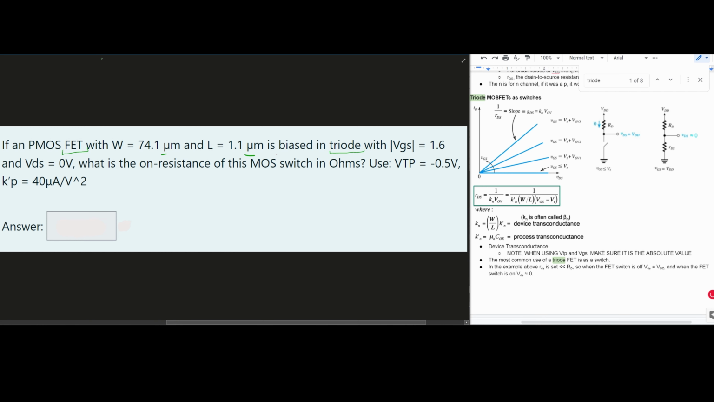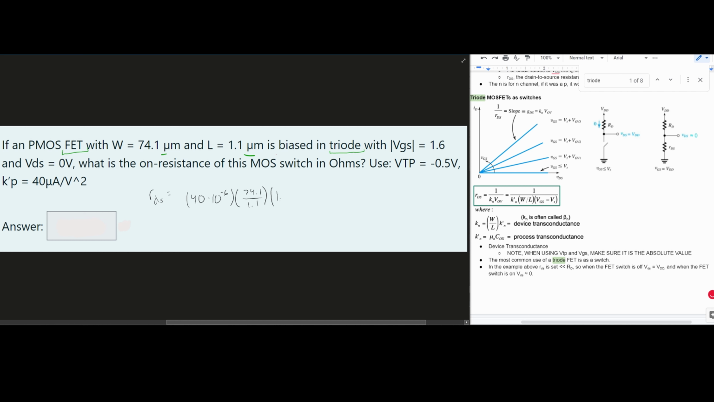So for this equation, if we plug in the values that we have, RDS is equal to, and this is the denominator part, our K prime, which is 40 times 10 to the negative 6th, and then we have our W divided by L, so that's 74.1 divided by 1.1. Notice how I'm not putting in the micrometers, and that's because since they're on top of each other, they're going to cancel out.